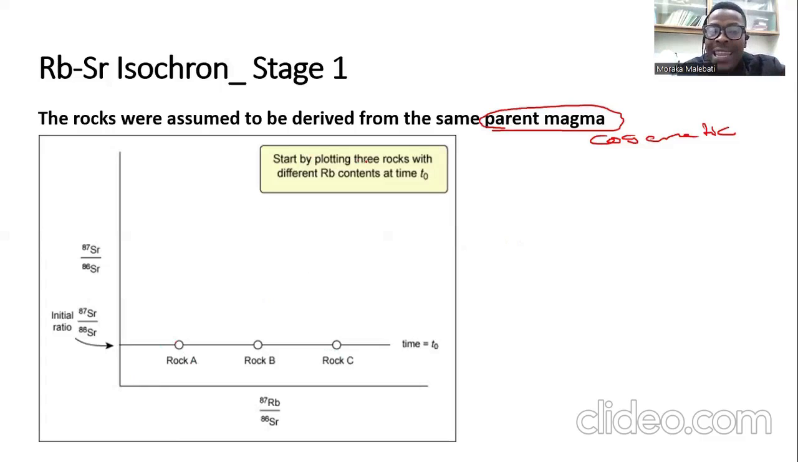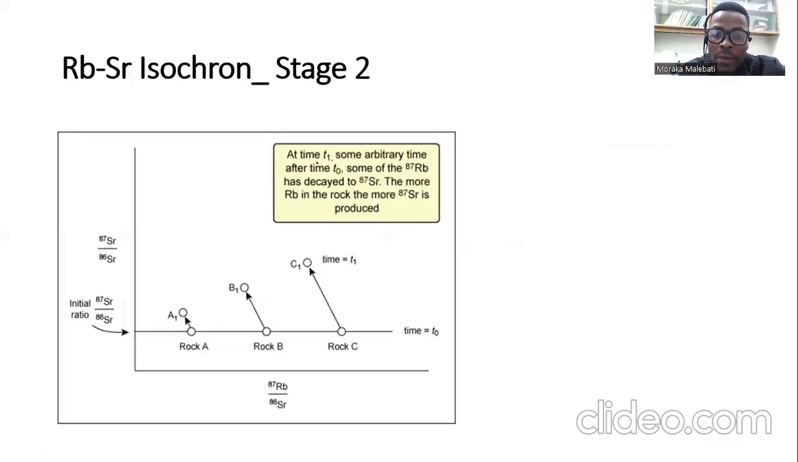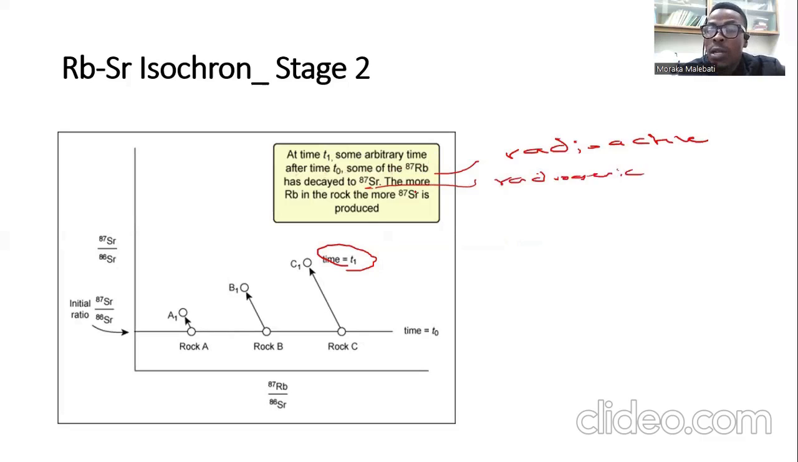So we start by plotting 3 rocks with different rubidium content at time 0. We've plotted them, we are fine with that. After we are done plotting that, what do we do? At time t1, some arbitrary time after time t0, some of the rubidium 87, because this is radioactive, has decayed to strontium 87, because this one is radiogenic, it's the daughter isotope. The more rubidium in the rock, the more we're going to have the daughter.